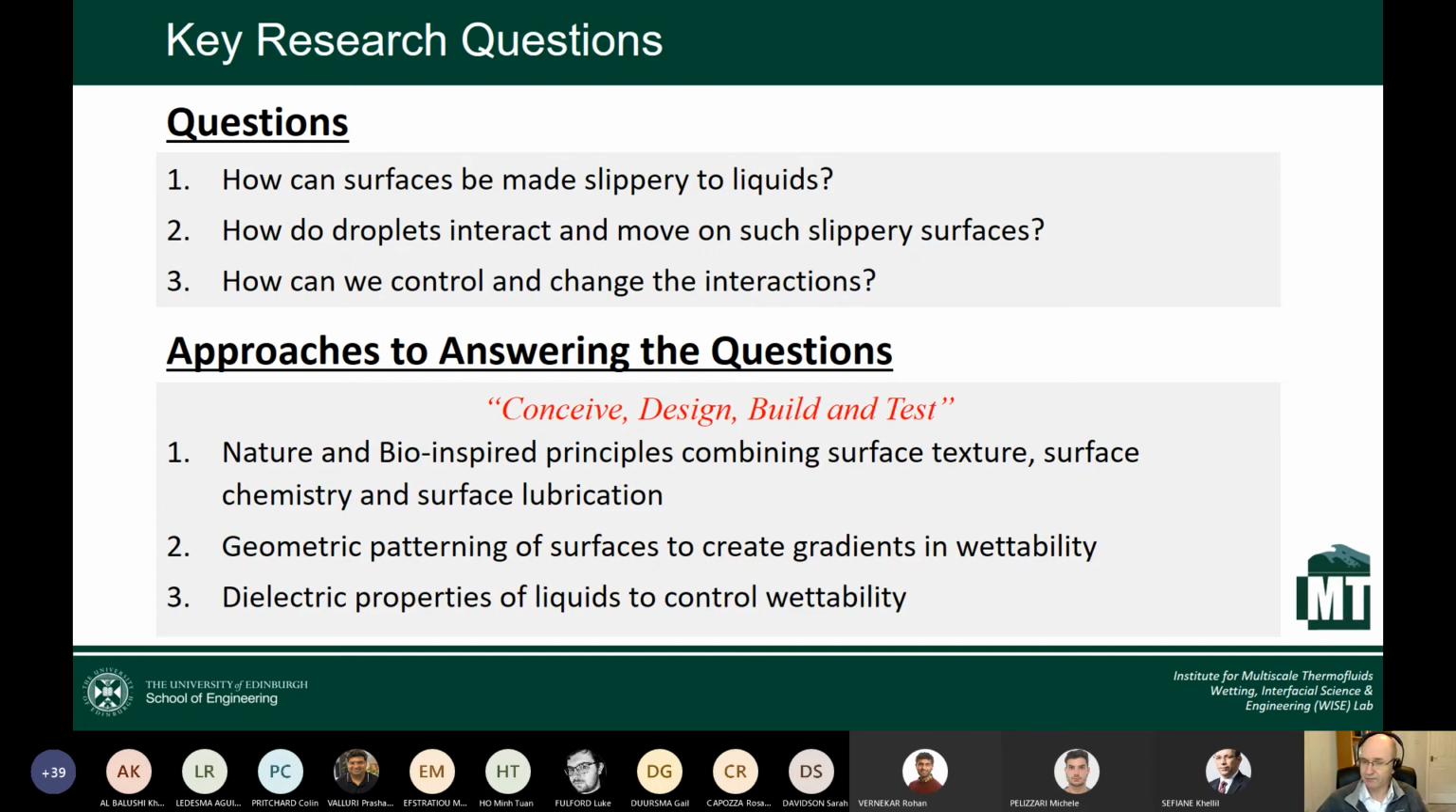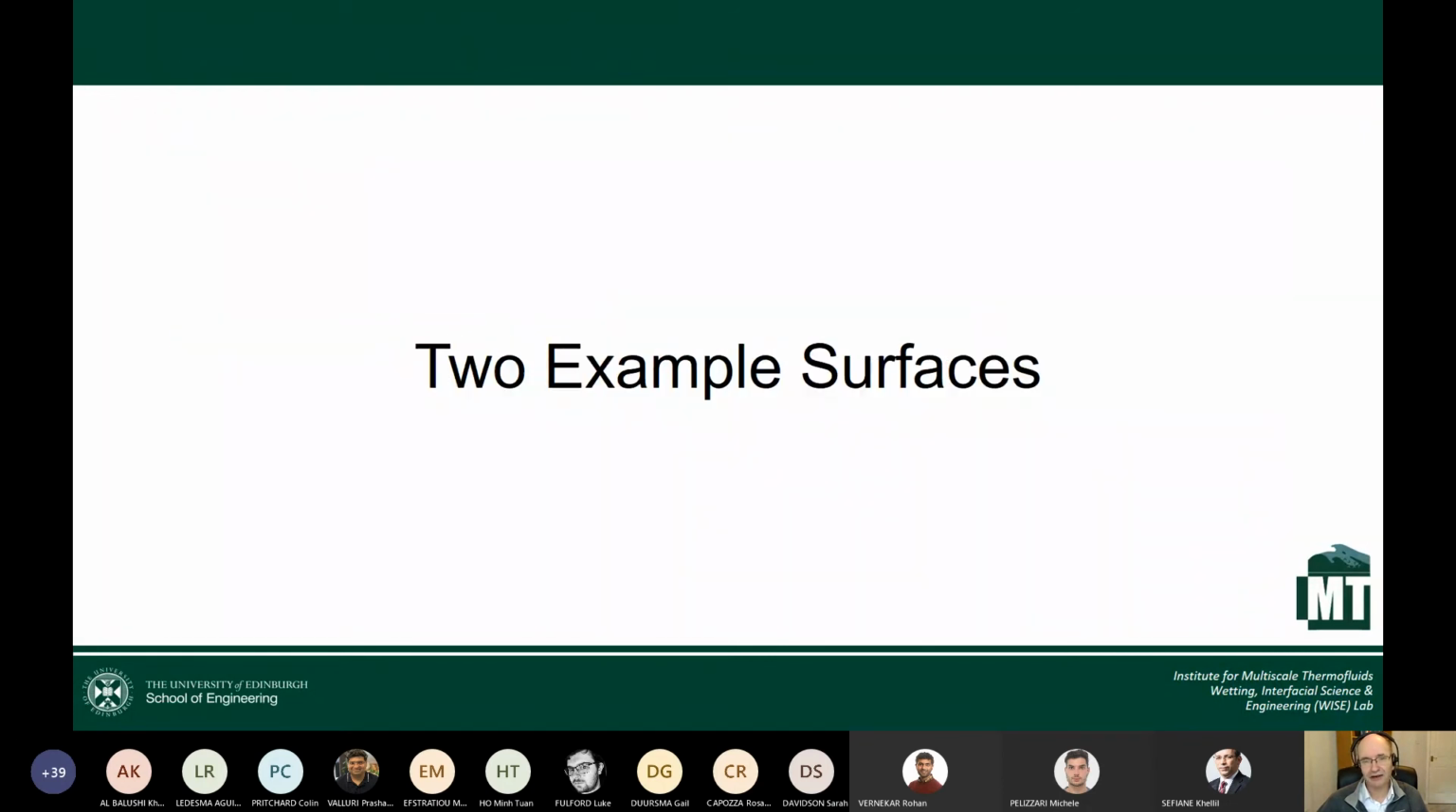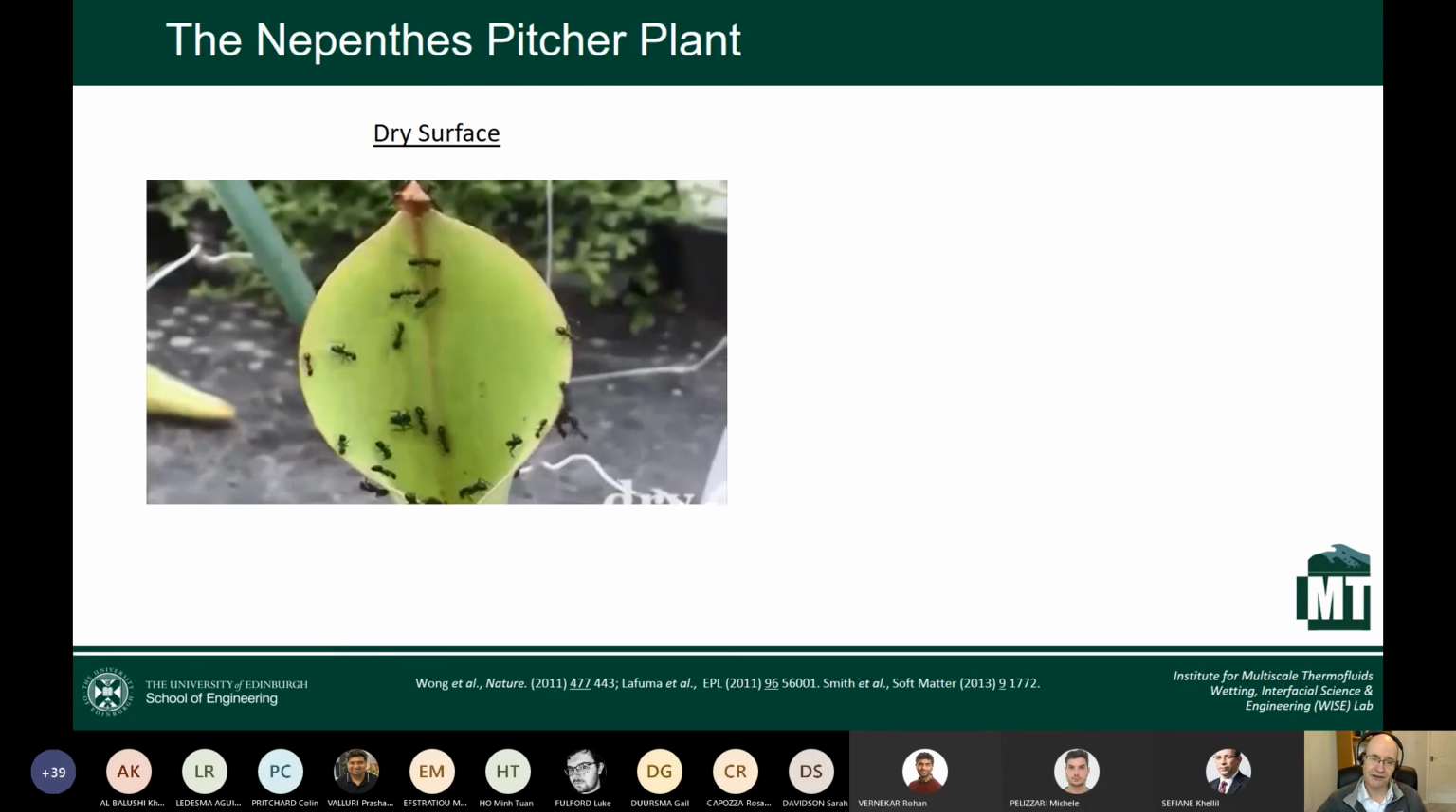And we look at dielectric properties of liquids to control the wettability. So surfaces have interactions that can be tuned and can be changed in real time, I guess by the punch of a button or the rotation of a dial. And those are some of the techniques that we currently use. Let me give you, I guess, two example surfaces which are sort of natural. And I'll just show you the first one of those surfaces.